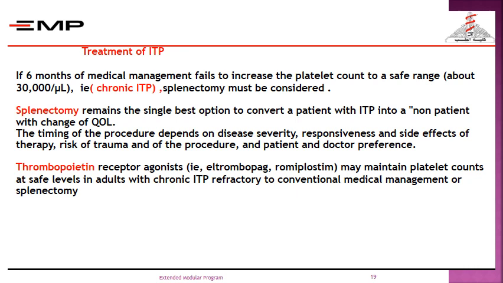Thrombopoietin receptor agonists, eltrombopag or romiplostim, maintain platelet count at a safe level in adults with chronic ITP refractory to conventional medical management, especially after splenectomy. It's better to use them after splenectomy in case of chronic ITP.